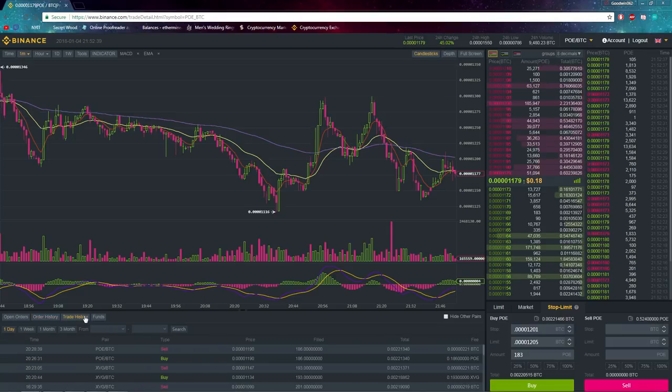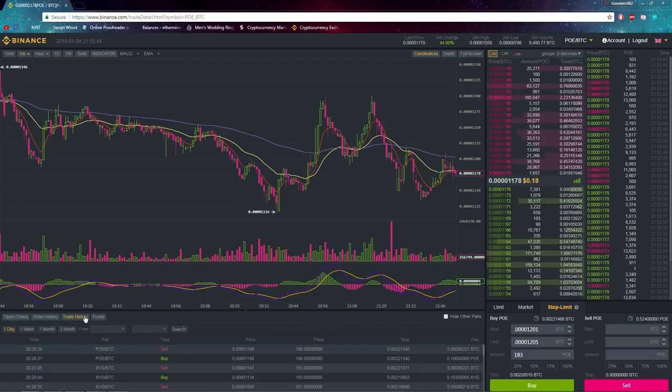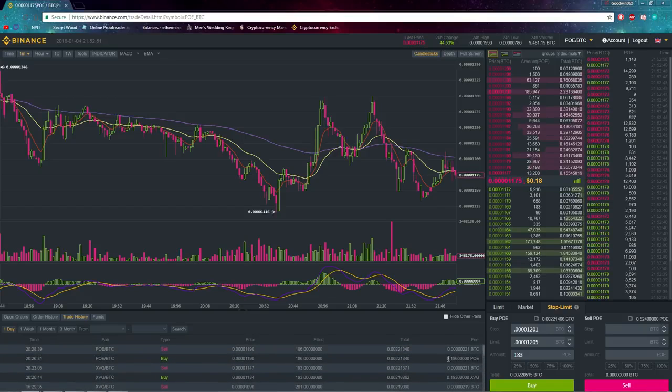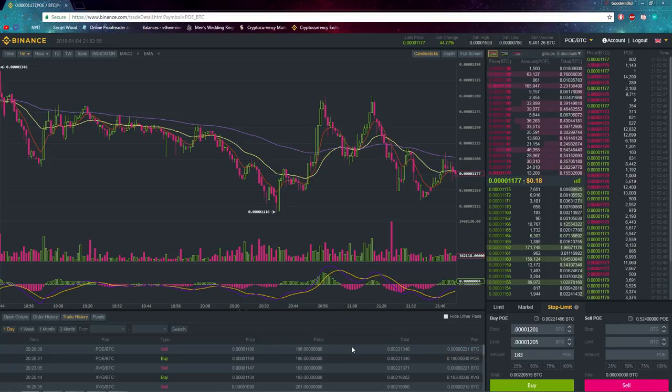And then your trade history shows only the limit orders or stop limit orders that got completed, that went through and you sold or bought a certain coin. And that's all listed right here by their times, and the fee, which is 0.1%, or 0.001, or 1/1000th of whatever you're investing.